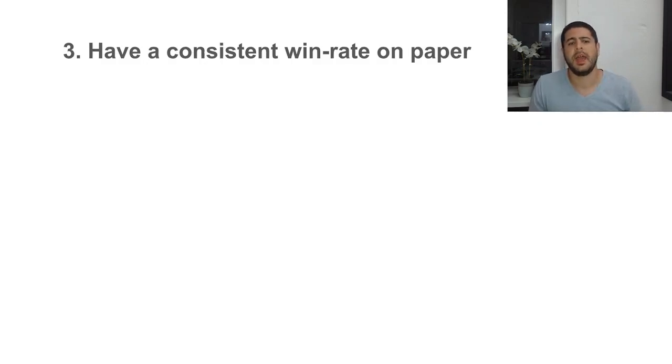Number 3, have a consistent win rate on paper. So this goes back to another episode we were talking about paper trading, and this one specifically before you use cash, it's important to always have a consistent win rate on paper before you start using real money. Because going back to number 1, you want to minimize variables. Once you start using real money, you're introducing a very, very important variable, which is emotion, because you're going to be using your real money.